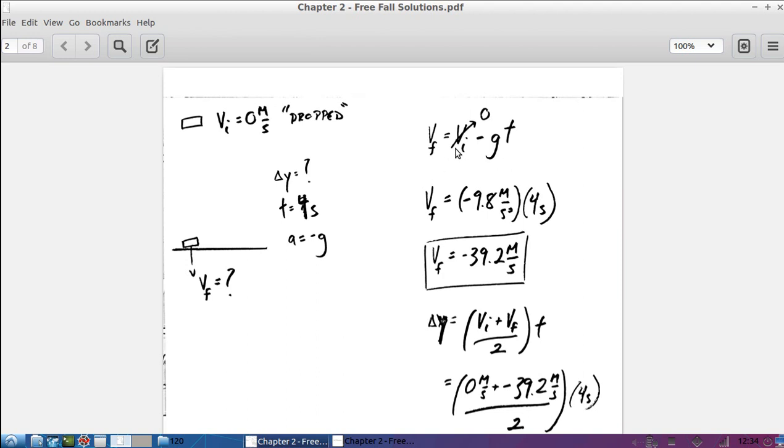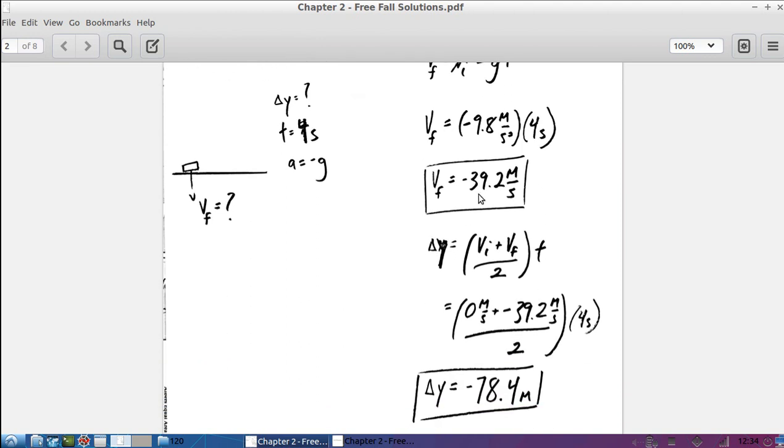This used to be v final equals v initial plus at. I modified it to resemble a free fall problem. So I replace a with g. The sign in front of the term that contains the acceleration, I changed. I make that negative. Time is a scalar, it's positive. That's very nice because I'm going to get a final velocity that's negative. Negative 9.8 meters per second squared times 4 seconds. I've got a velocity 4 seconds later of negative 39.2 meters per second.